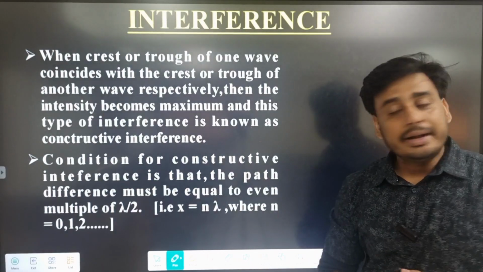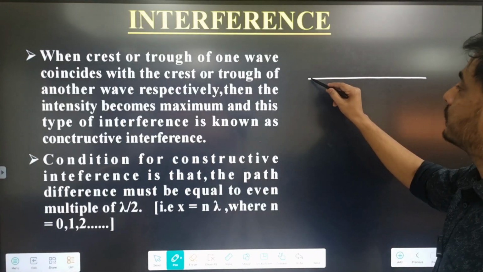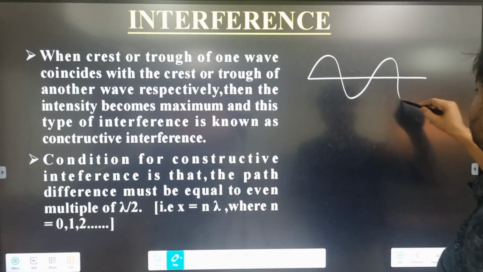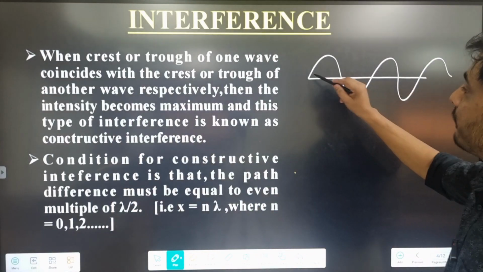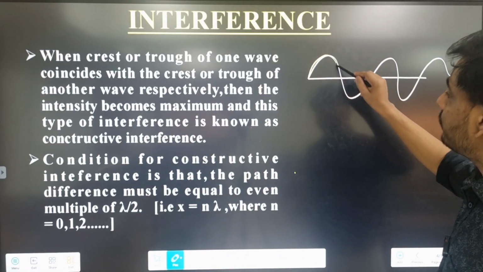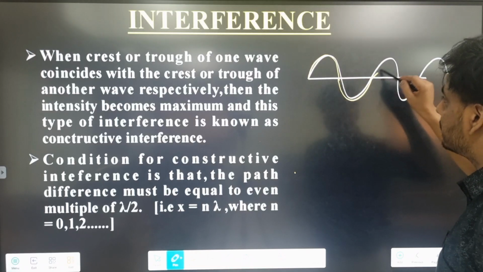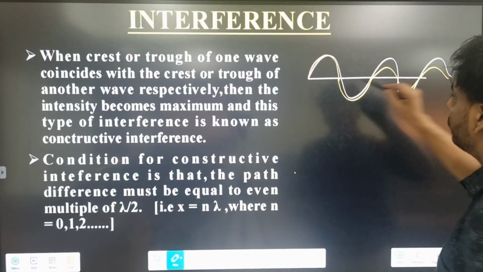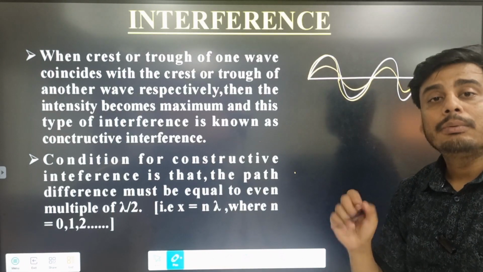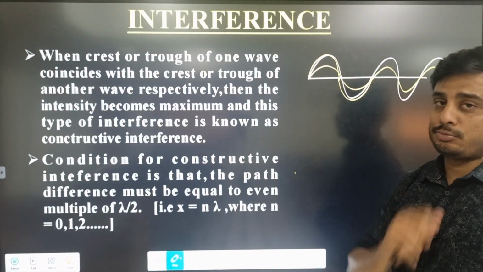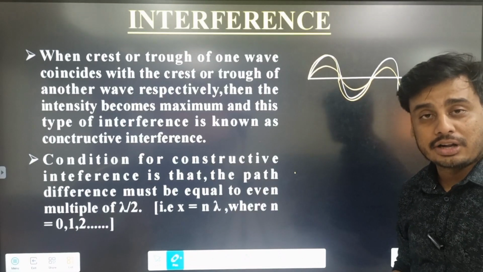So let's understand that. If we draw, for example, we have two waves. One wave starts from here. This is the first wave. And we have another wave. If the wave starts from here, then you can see trough to trough and crest to crest overlapping takes place. The amplitude may or may not be the same as that of the first wave. So this type of case is known as constructive.